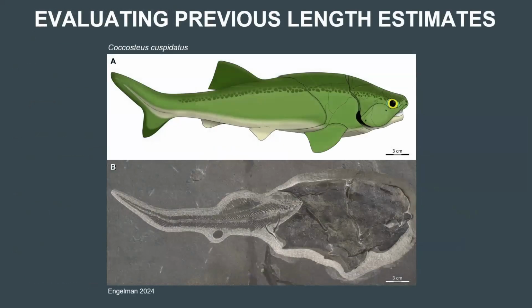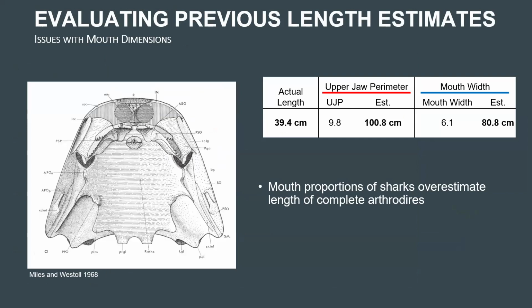We don't have a complete specimen of Dunkleosteus terrelli, but we do have complete specimens of these smaller arthrodires, for which we have basically complete body fossils. My first thought was, well, let's just check it against this and see if Ferrón's methods accurately predict the length of these things, because they're also arthrodires. And it doesn't. As it turns out, mouth proportions of sharks consistently overestimate the body length of these complete arthrodires. And this is the case whether you use upper jaw perimeter, like Ferrón et al. did, or if you just use mouth width, which is a measurement that's a little bit more readily available in the literature for things like dogfish.